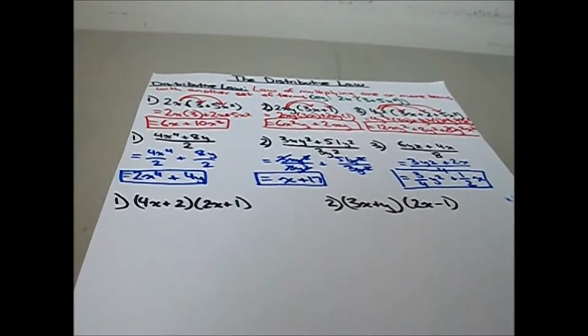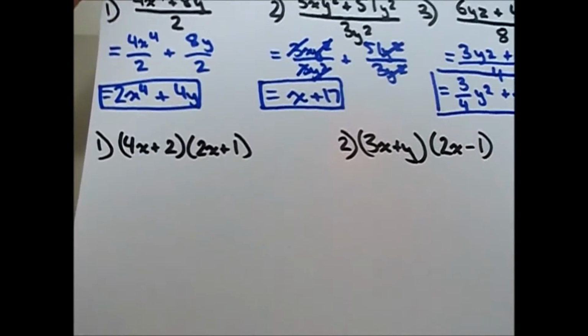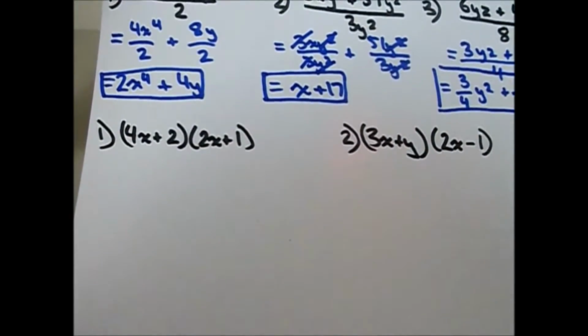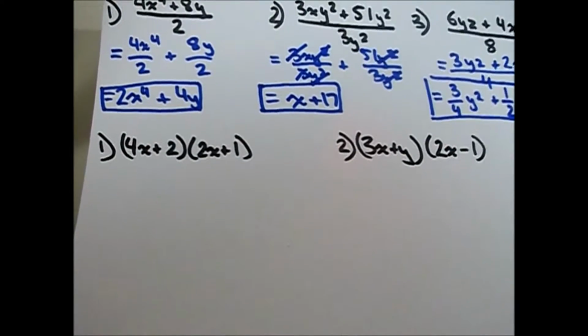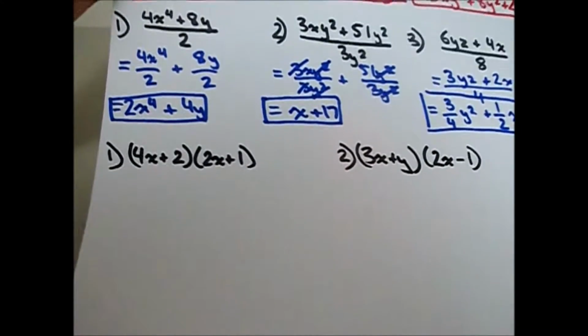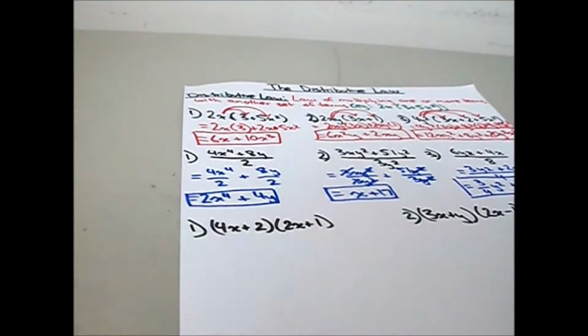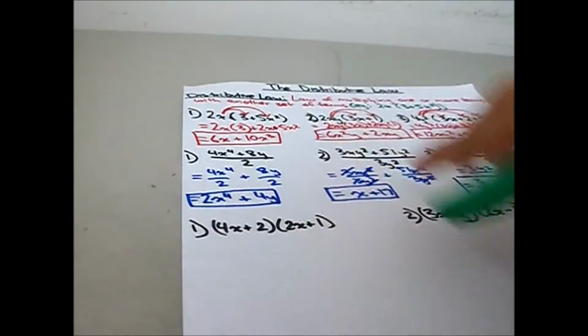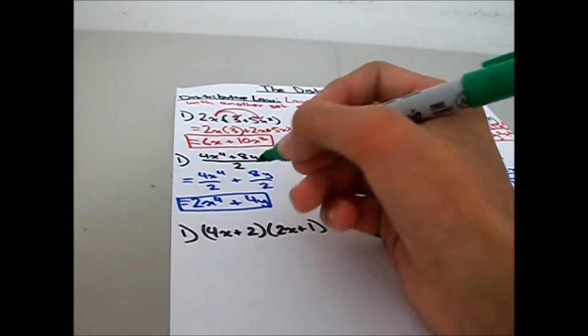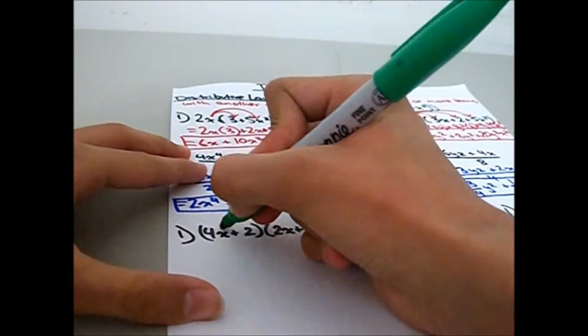Now let's step up our game. We have question 1, 4x plus 2 in brackets multiplied by bracket 2x plus 1 bracket. Switch up my color to green. Okay, so basically it works the same way as question 1, but we just have to distribute for both terms.